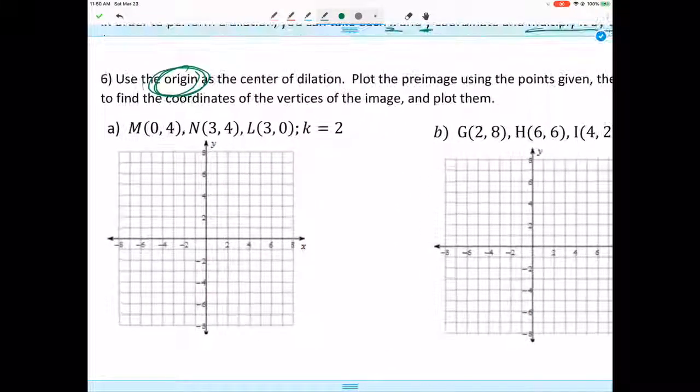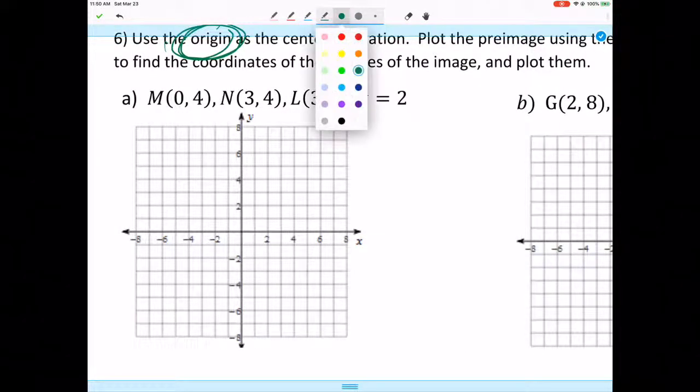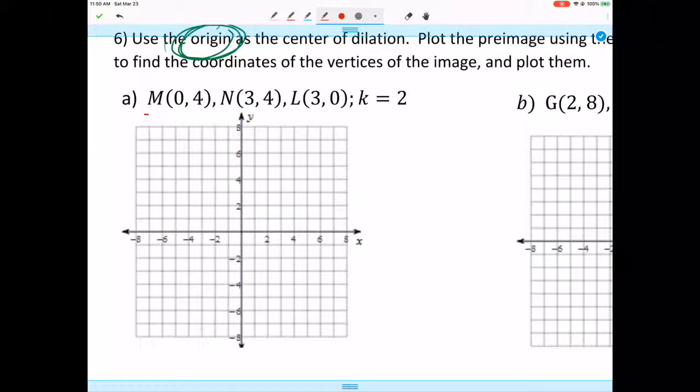Okay, so here what we're going to want to do, I'm going to change this to be a different color. Our original points, we have M, which is 0, 4. Remember, x is first, x, y. This is M. Next we have N, which is 3, 4. This is N. And then L is 3, 0, right here. And we'll call this L. Okay, we'll connect those dots. Makes us a nice triangle.